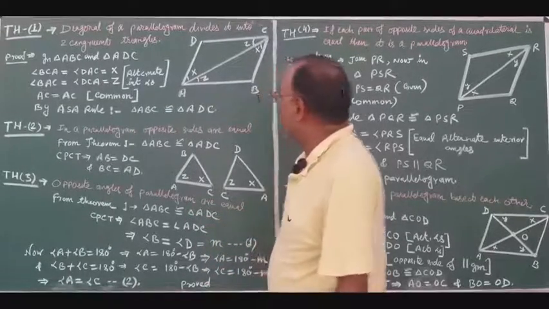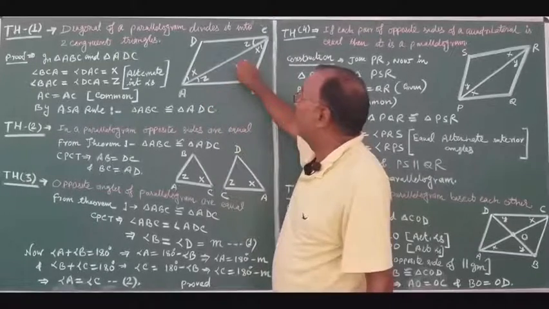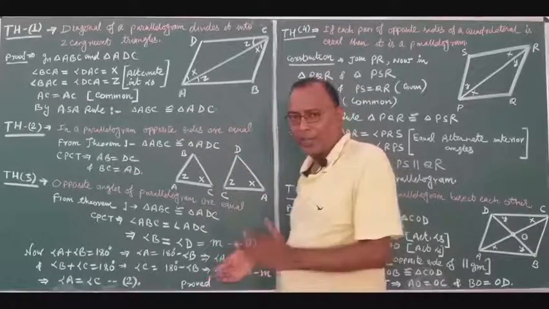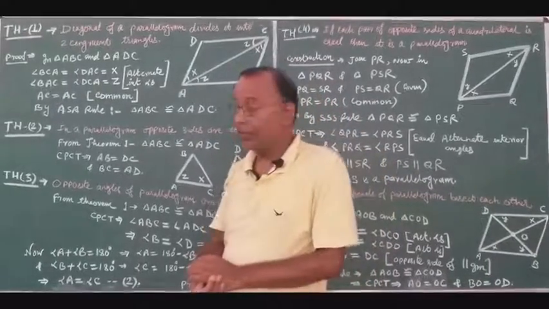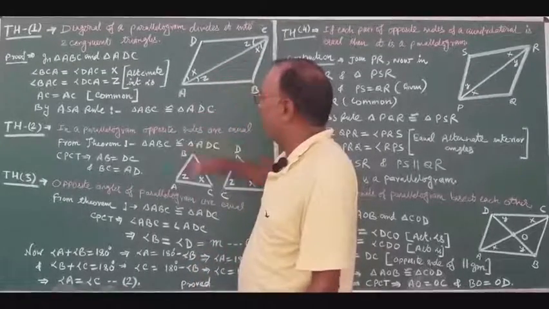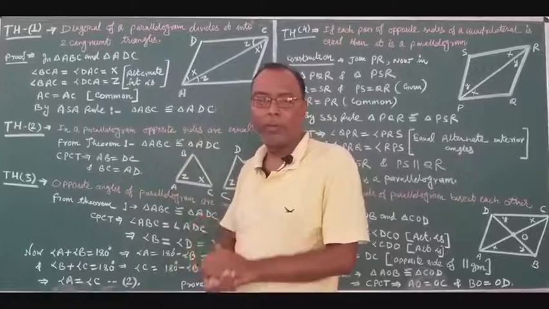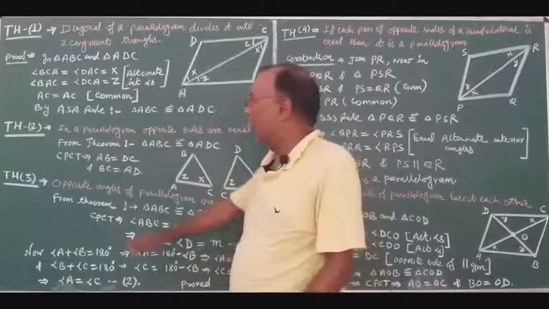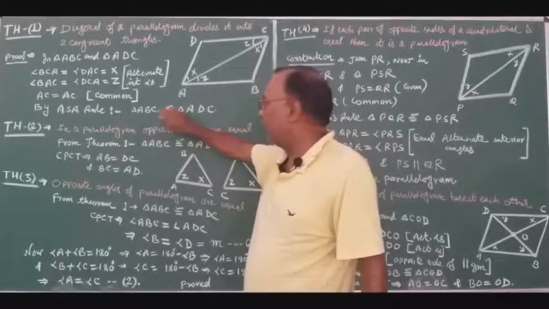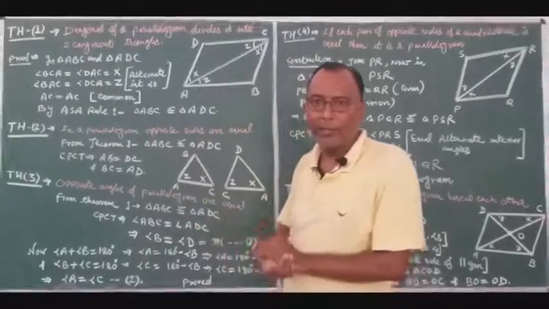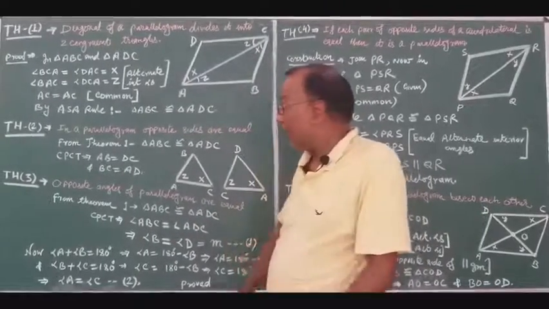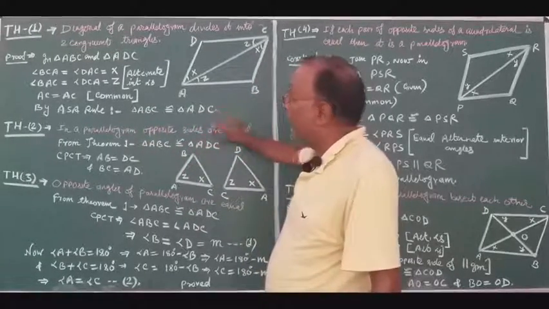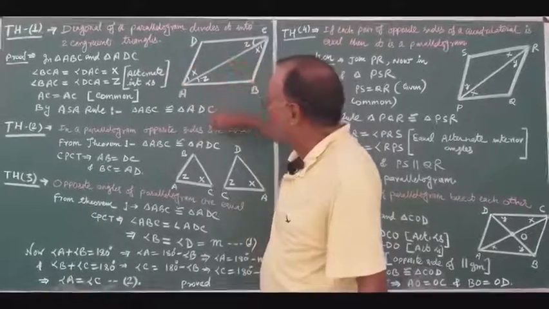Similarly, angle BAC and ACD, or DCA, again they are equal because they are alternate interior angles. And just look at this side AC. This side is common in both the triangles. So side AC is equal to AC, that is the common side. So by the ASA rule, triangle ABC is congruent to triangle ADC. In this way, we can prove that triangle ABC is congruent to triangle ADC, and this theorem is proved now.